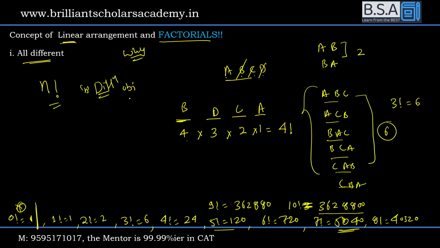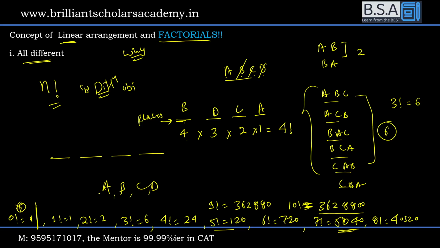How did we reach this conclusion? पहला position there are 4 options, दूसरा position there are 3 options, and so on, so on, so on. So I did this from the objective of places. Can I reach the same answer if I consider people?